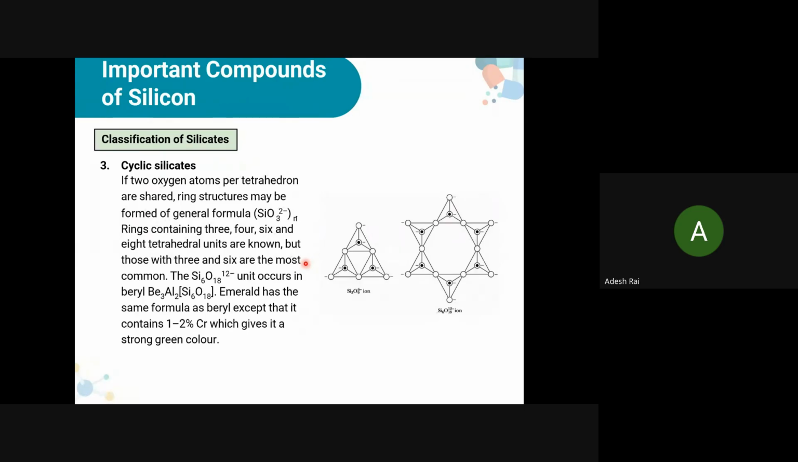In ortho, there is no sharing. In pyro, what is happening? One oxygen atom is shared between two tetrahedral units. Here in cyclic silicate, what is the case? Two oxygen atoms are shared per tetrahedron. Is that clear? So one tetrahedron unit will share two oxygen atoms, which we have seen already. If I consider this tetrahedron unit, it is sharing this and this one. So one tetrahedron unit is sharing two oxygen atoms. Can we proceed? Cyclic silicate also done.